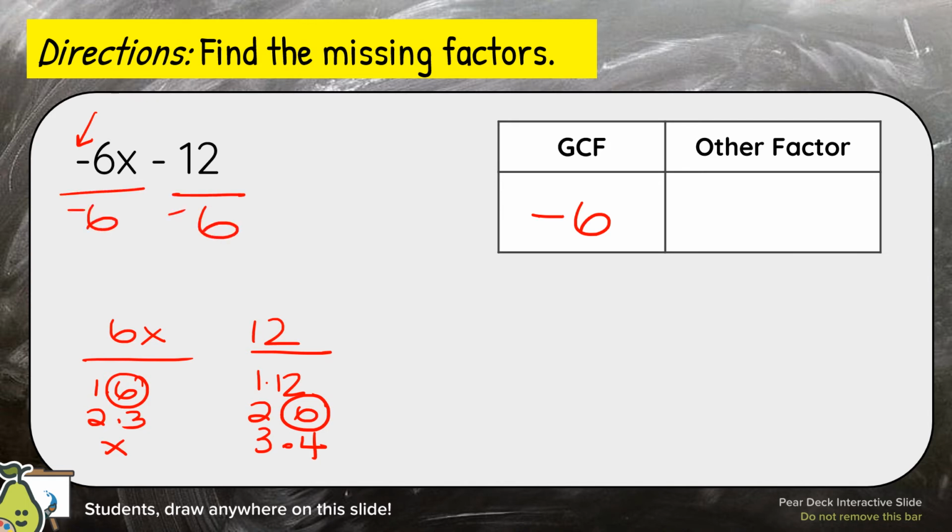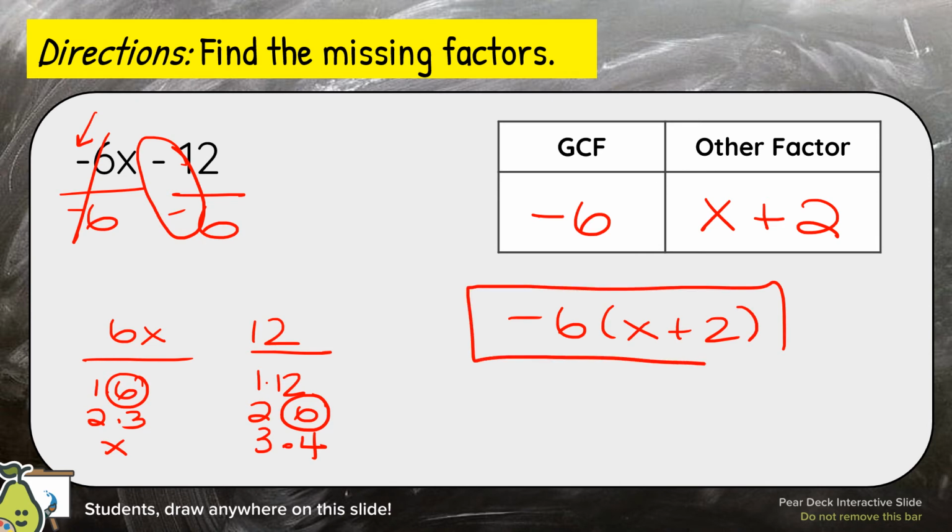Negative 6x divided by negative 6 is going to be a positive x. Be careful, 2 negatives make a positive, and 12 divided by 6 is 2. So our factors are negative 6 times x plus 2.